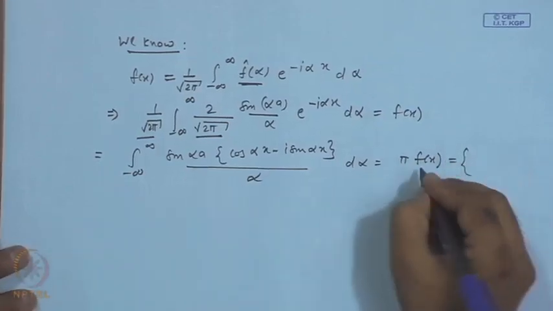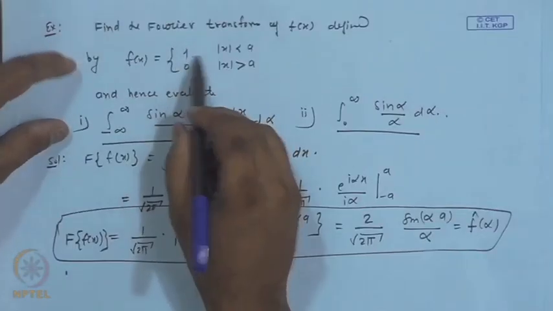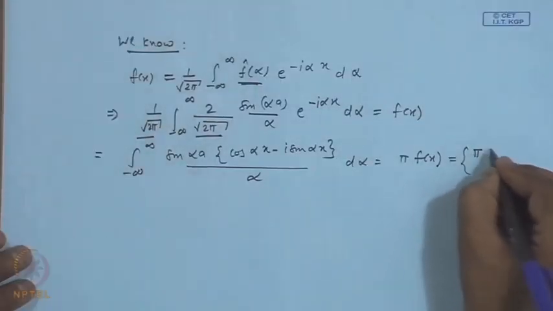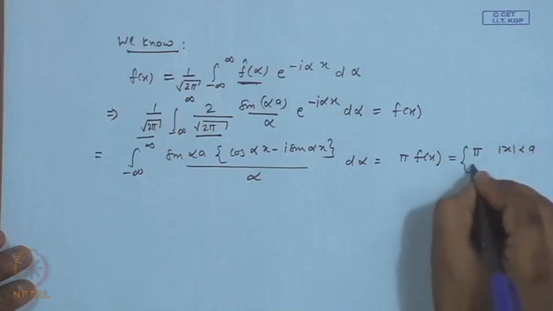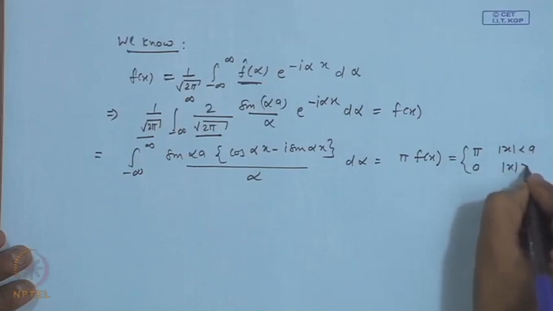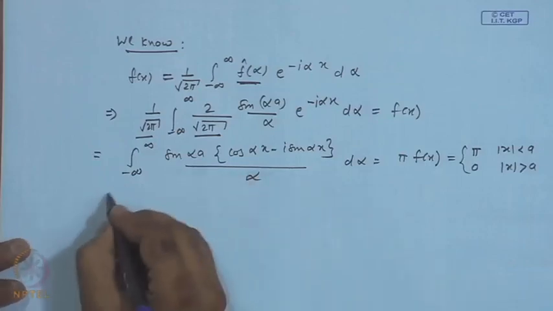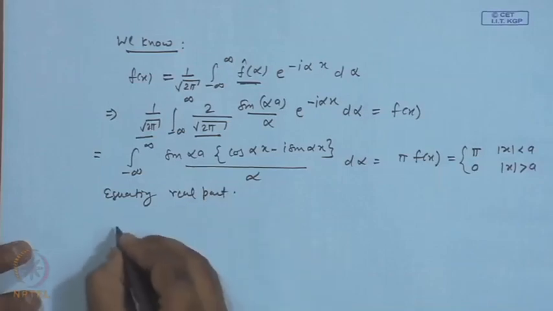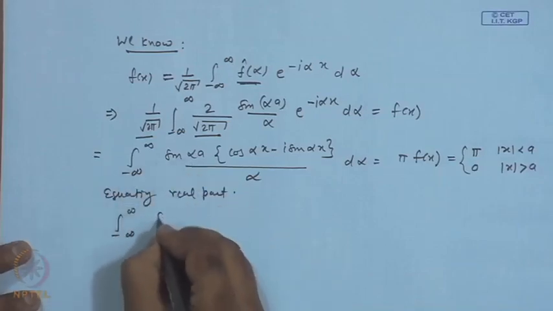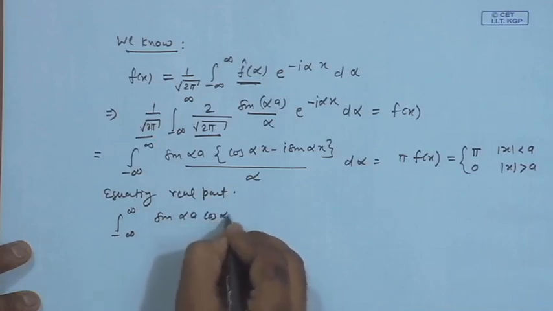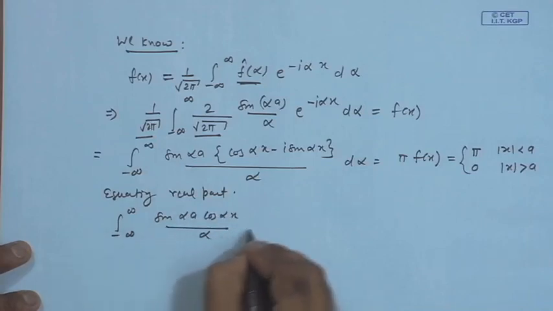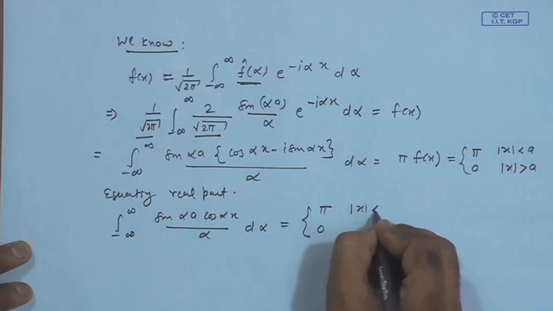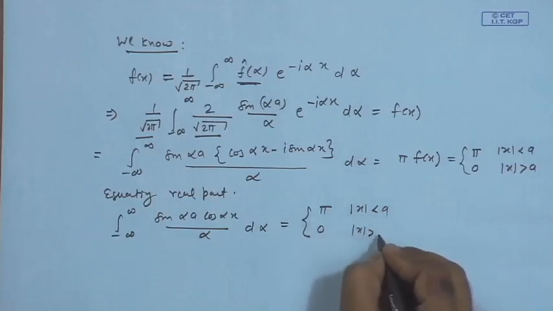This is equal to pi f(x), and we know already that this f(x) is 1 when mod x is less than a. So this will give us pi simply when mod x is less than a, and this will be 0 when the absolute value of x is greater than a. Now we equate the real part, so we get the integral from minus infinity to plus infinity of sine alpha a cos alpha x over alpha d alpha, and the value of this integral is pi if x is less than a, and 0 if x is greater than a.